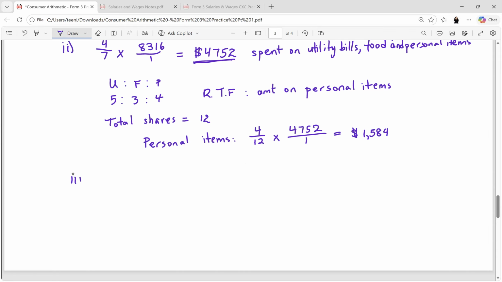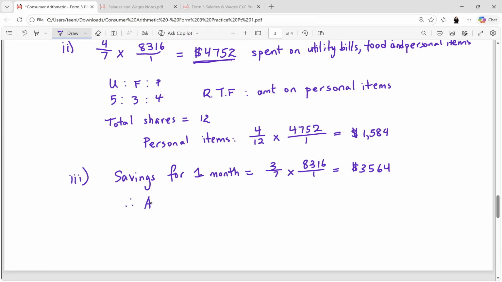So let's do her savings in 1 month. Savings for 1 month will be equal to 3/7 times 8,316. Because remember, that's the fraction that she saves, right? So 3/7 times 8,316 is 3,564.